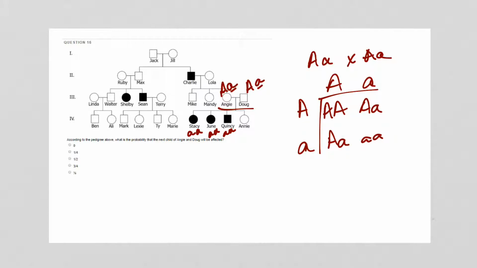here we have the Punnett square, and we can see that 1 out of their 4 children we would expect to be affected here. So the answer is going to be 1/4 is the probability the next child will be affected.